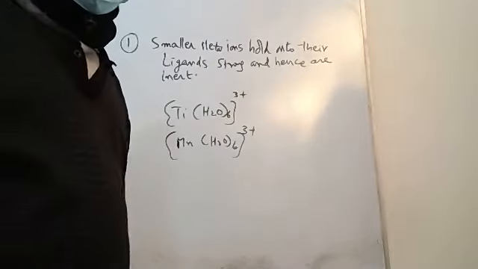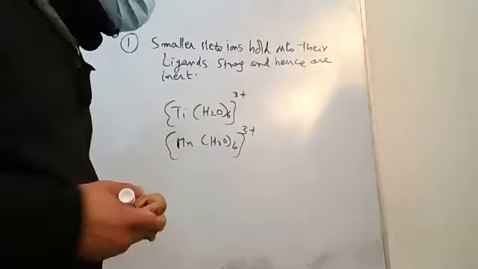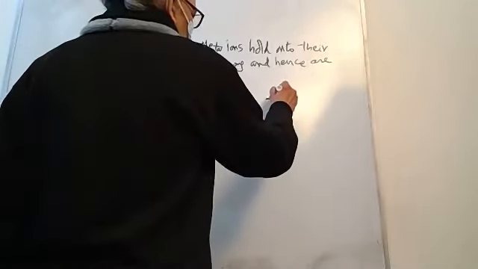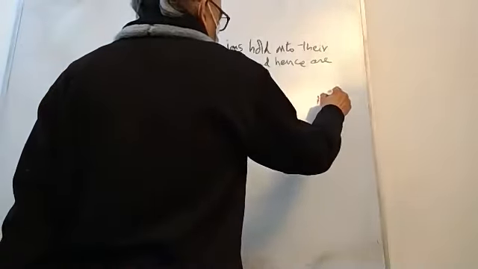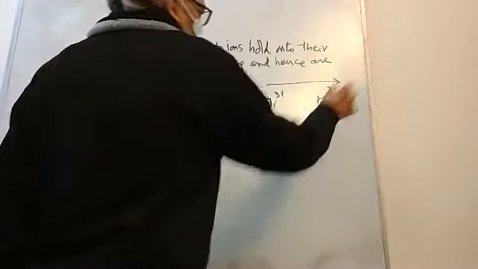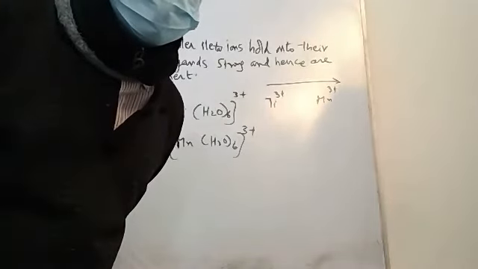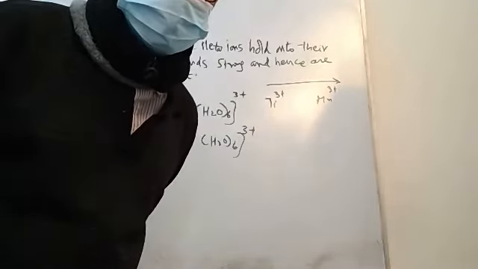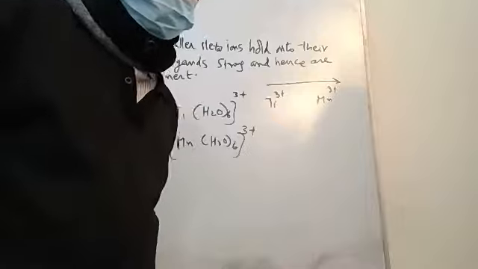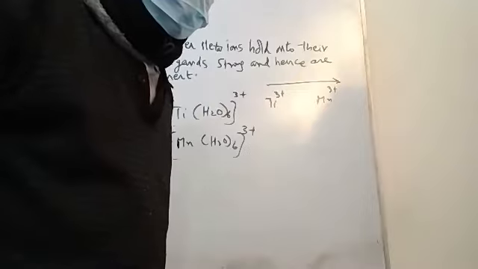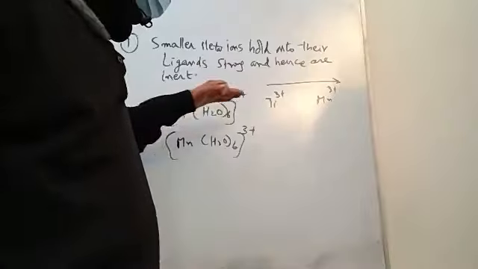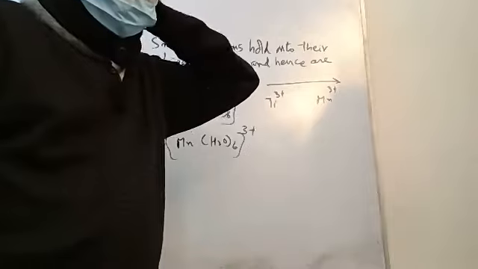To understand that, we need to know what the sizes of these ions are. We have titanium 3+ and then manganese 3+. So what happens to the size of the atoms as you go from left to right in the periodic table? Does it increase or decrease? Increases? Is that true? Well, I thought it decreased. They're in the same shell, so it doesn't decrease, they're the same. Same period, yes.